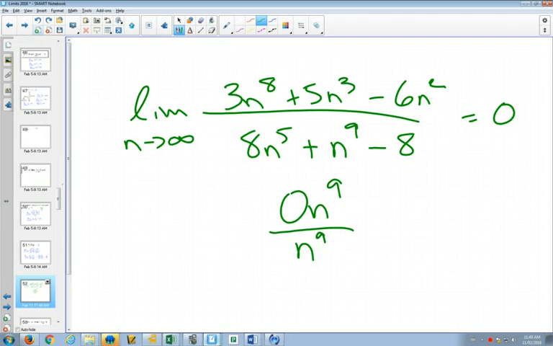Okay? Because what would happen is if you factored out an n to the 9 out of everything, you would be left with the same kind of idea. This whole thing is going to act very much like 1 over n, because there's one more n on the bottom than on the top.